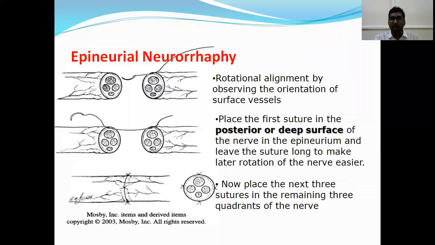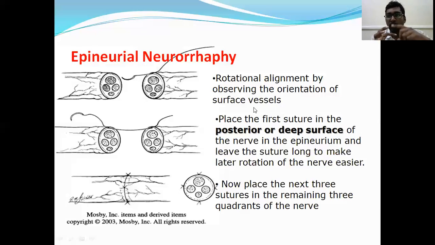Epineural neurography means the epineurium is sutured so that the nerve ends come close together. So the rotational alignment is successfully done by observing the orientation of surface vessels.